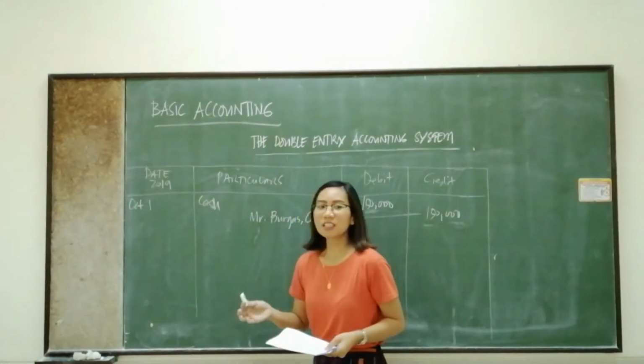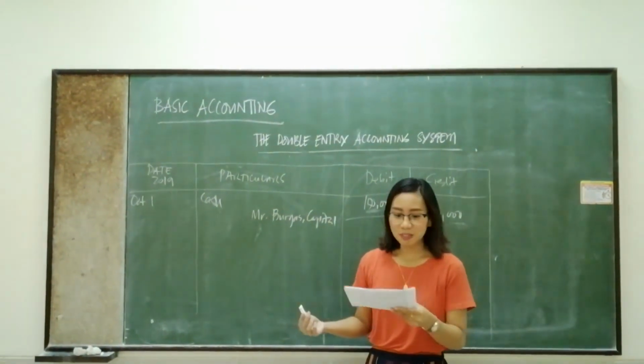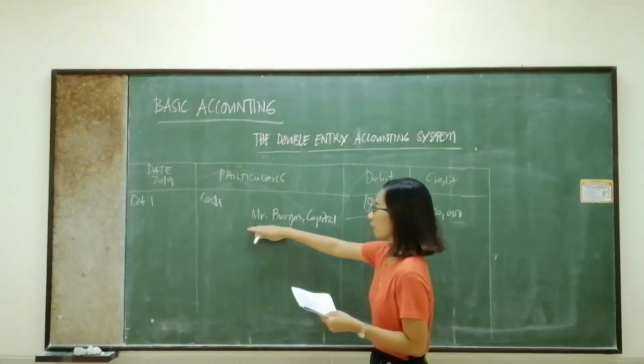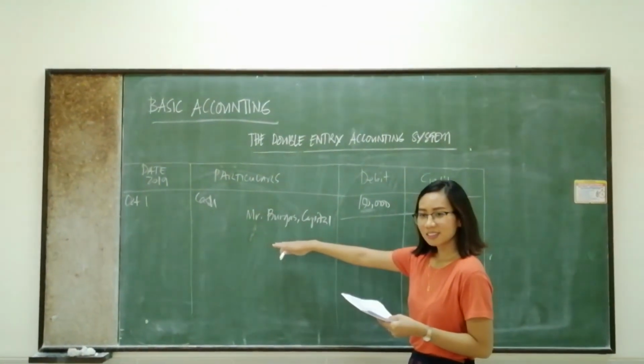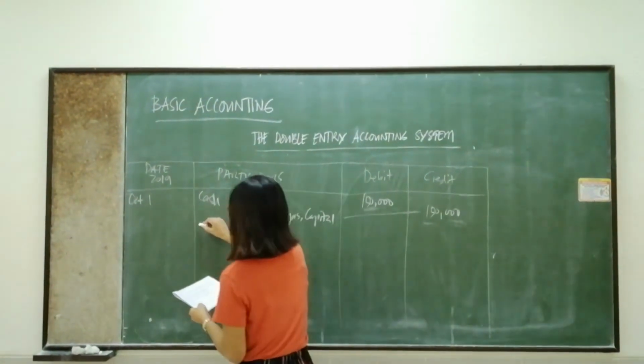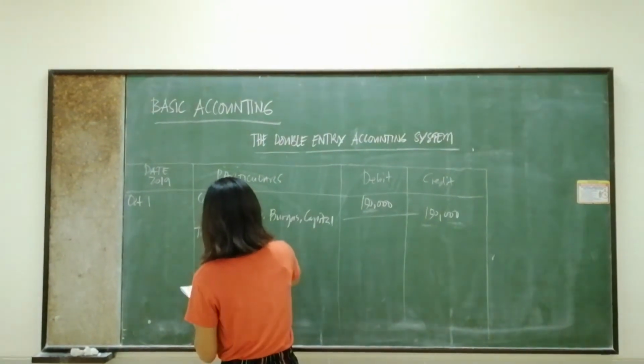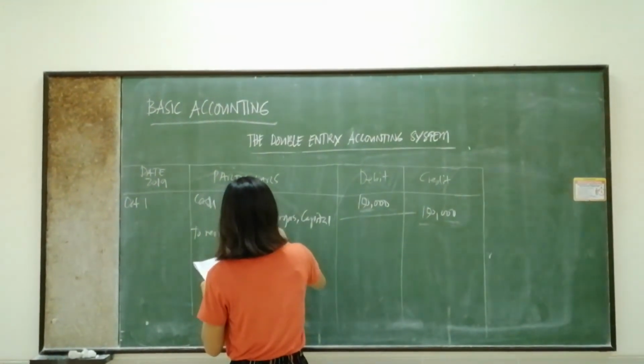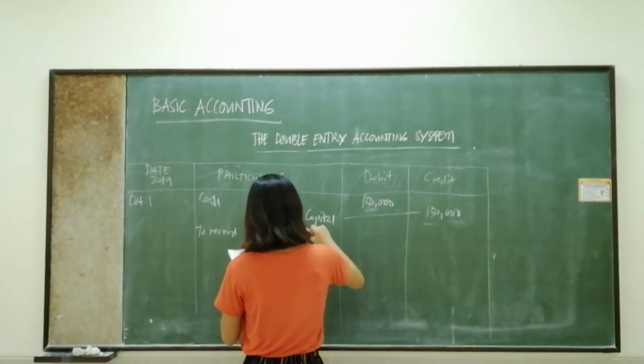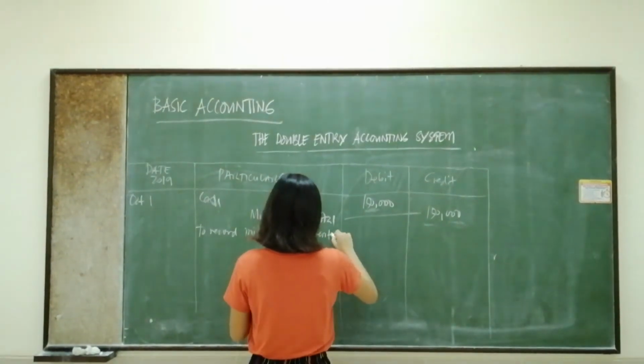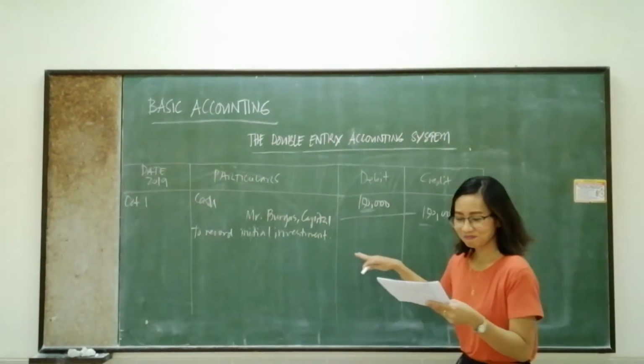And a journal entry has an explanation. So what's the explanation in recording this transaction? To record initial investment. That's all. Simple as that.